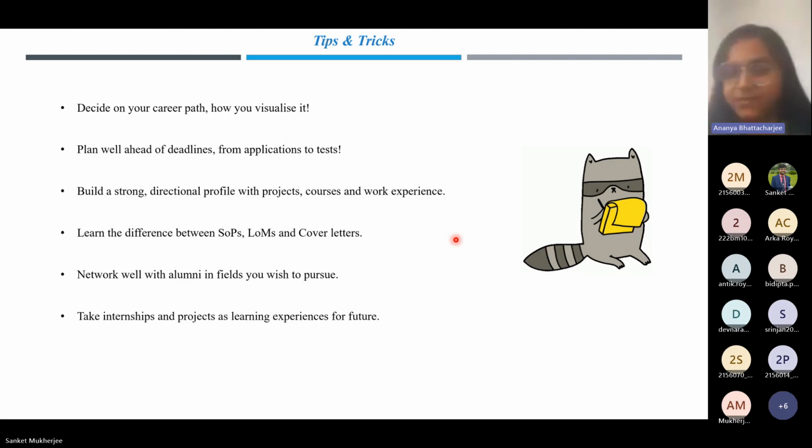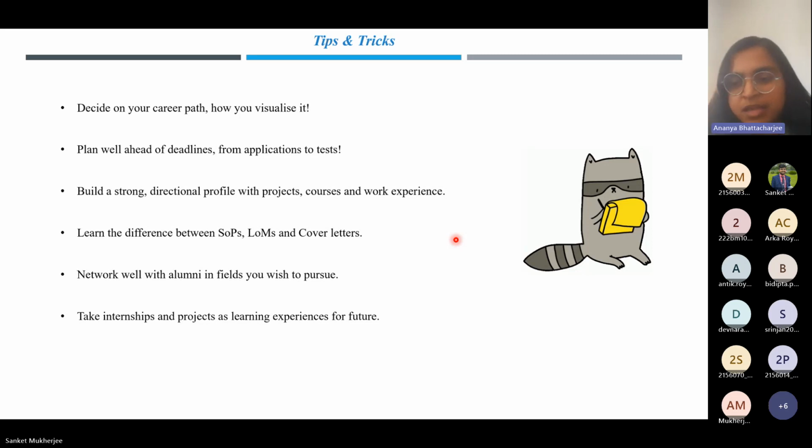I didn't have a specific field, so I chose biomedical engineering. But if you have a specific field in mind, you can also search in that area, for example, immunology or viral something or oncology or whatever. Then plan well ahead of deadlines. Don't keep things for the last moment, because then it usually never works out. And build a strong directional profile. Ask people, ask seniors, ask people who have already gone through this and are studying outside or doing their PhD and stuff.